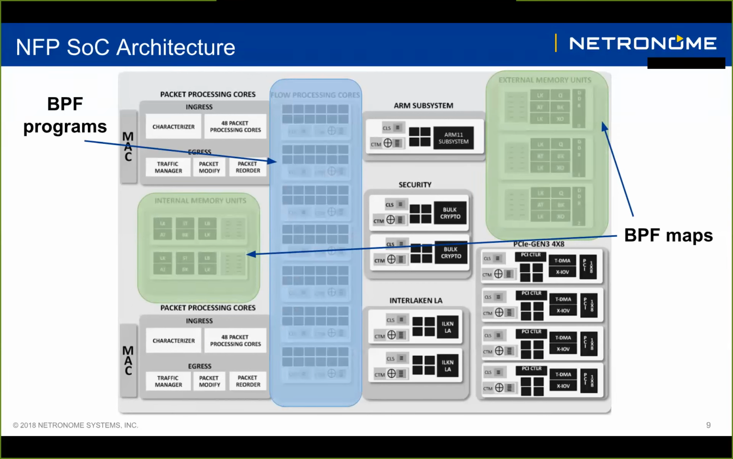BPF programs obviously map to the flow processing cores, and the BPF maps will be placed in the internal and external memory units. So the important thing to note here is that the BPF programs are really placed in the heart of the system, on the processing cores that are doing all the heavy lifting. This is not the sort of look-aside architecture where the fast path is done through some ASIC switching, and then the BPF programs run in a control plane look-aside architecture. This is really where the BPF programs are loaded exactly when the main processing of the system happens and exactly where the chip is doing its heavy lifting.